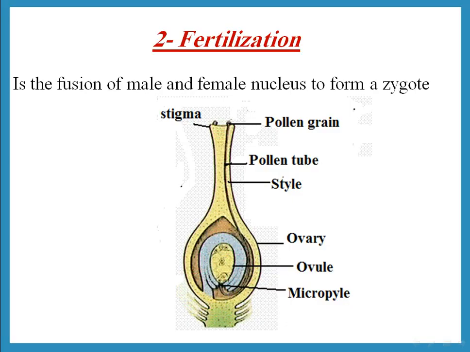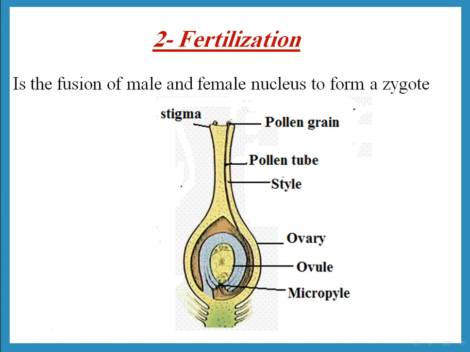Then once pollination has happened, the next step is fertilization. So the pollen grains are now on the top of the stigma. Now what we need is fusion of male and female nucleus to form a zygote. So remember, definition of fertilization is fusion of male and female nucleus to form a zygote.